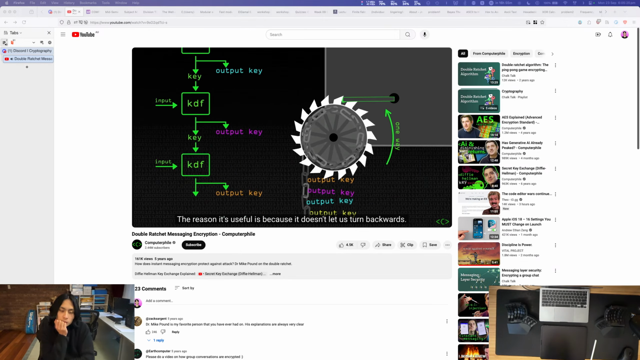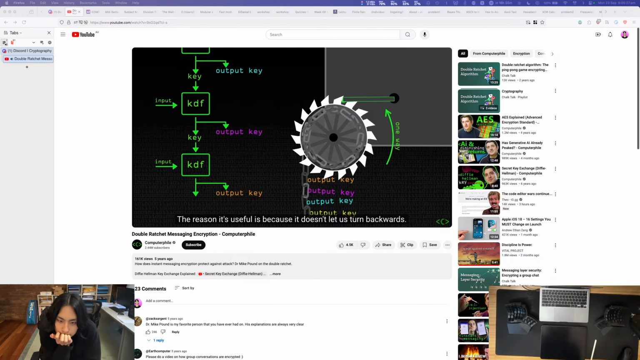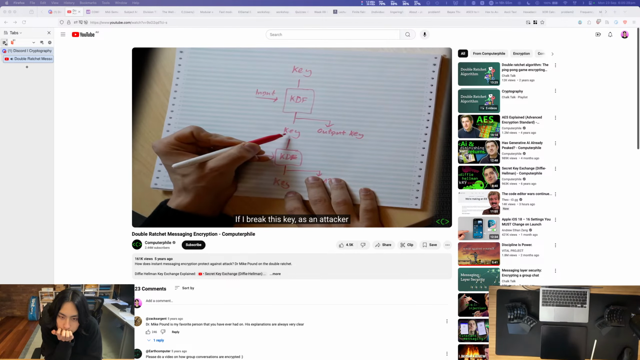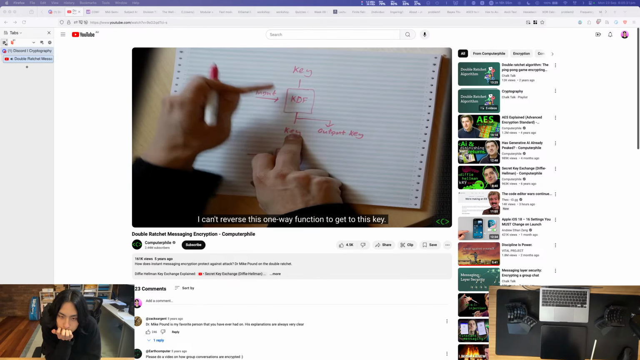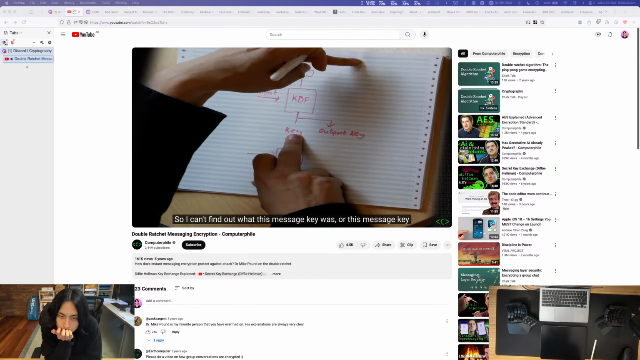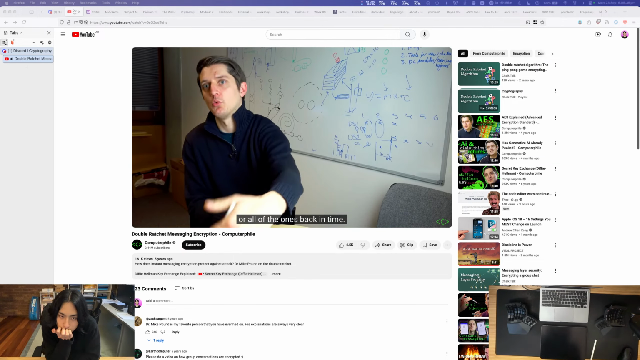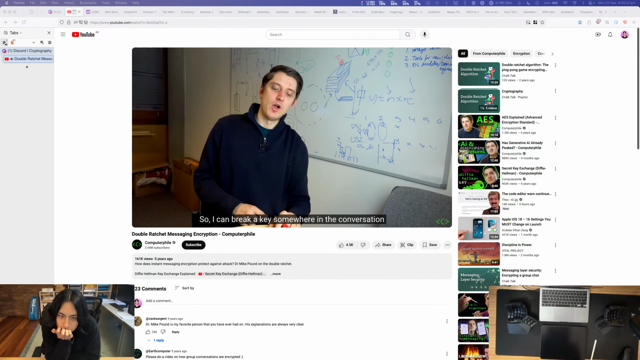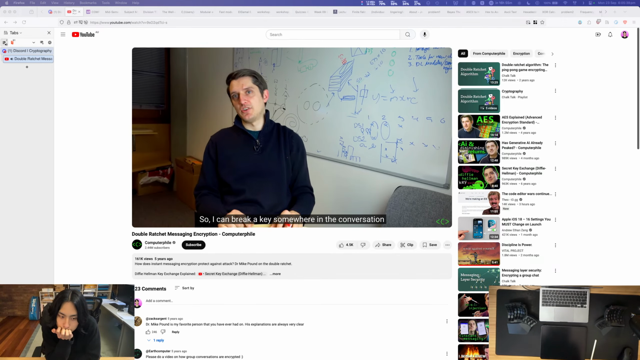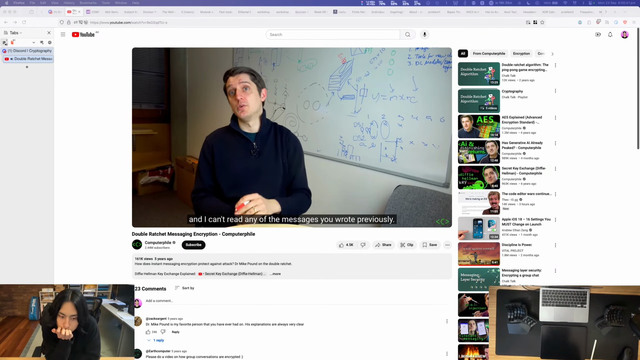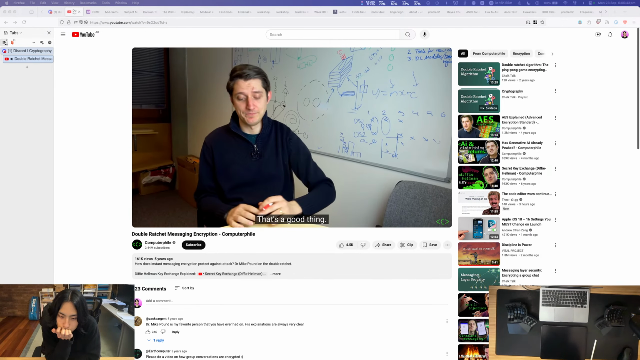The reason it's useful is because it doesn't let us turn backwards. If I break this key as an attacker, I can't reverse this one-way function to get to this key. So I can't find what this message key was, or this message key, or all the ones going back in time. So I can break a key somewhere in a conversation, and I can't read any of the messages you wrote previously. That's a good thing.